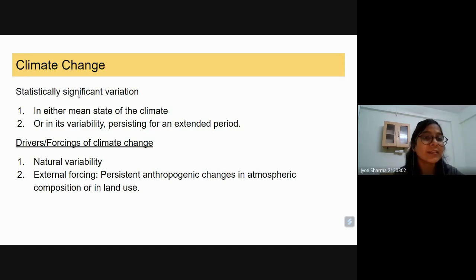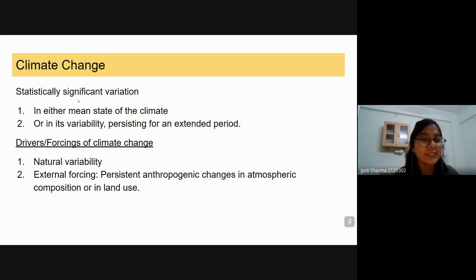Climate change is a statistically significant variation. It should not be like, from 3 years there has been warming, and we call it climate change. For statistically significant, we must have a longer time period in which there is warming. So the first thing is that there should be a statistically significant variation in the mean state of the climate. For example, once our average temperature was 25 degrees, but now the temperature is 30 degrees Celsius, so the mean state of the climate is changing. So this is the first case.